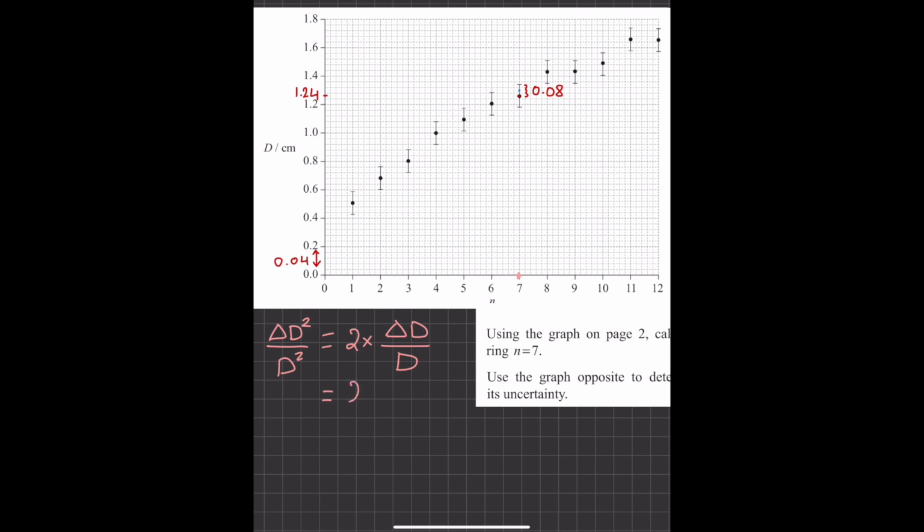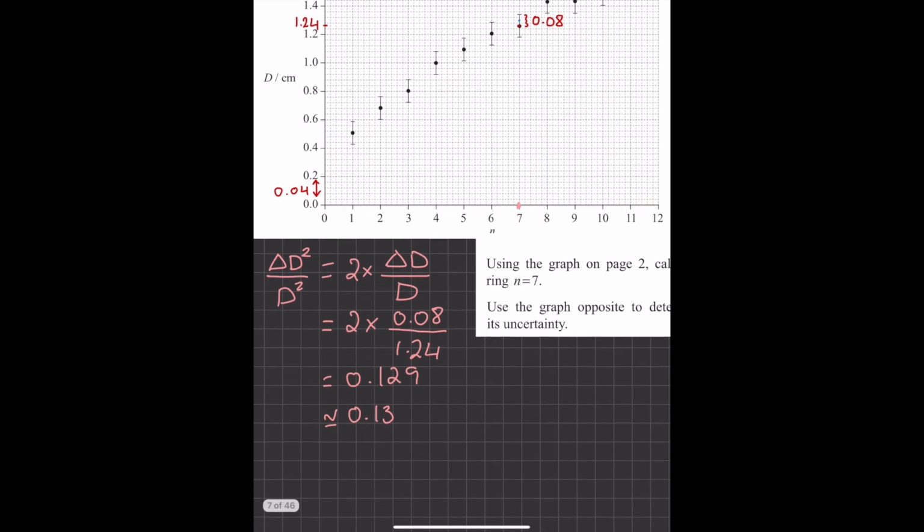All right, so 2 multiplied by the uncertainty, which is 0.08, divided by the value of D at n equals 7, which is 1.24, and this will give you 0.129, which is approximately equal to 0.13. So this is the fractional uncertainty. In order to find the percentage, we just need to times this by 100, and it gives you approximately 13%.